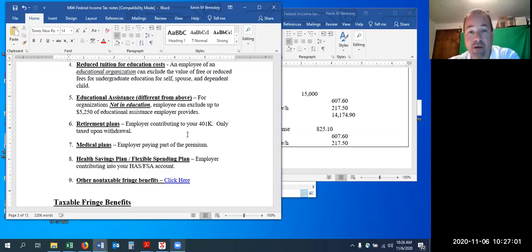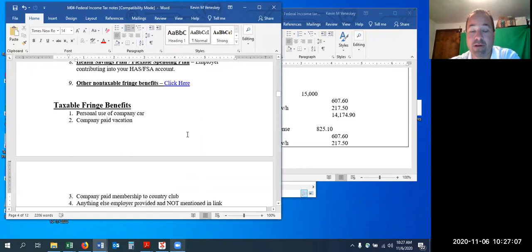Medical plans, if you have a medical insurance plan, that money taken out of your paycheck is not taxed, so that's nice. Money put away into your health savings or flexible spending account. And if you wanted to check any of the other fringe benefits, click on this link here, but these were the most common.